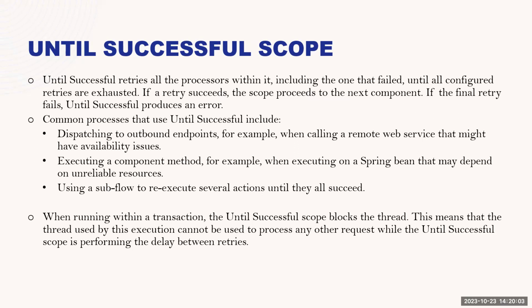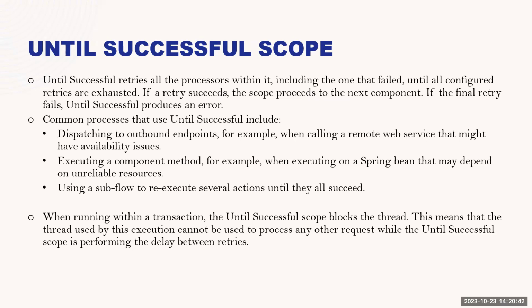So basically, if you are going to have an invocation to any target system, right, through an HTTP request or a web service consumer or any other invocation, there is a chance that there can be a network glitch, or there is a possibility that the backend is not stable, unreliable, and your application might not receive the response in the set time interval, right? So in that scenario, you can use this Until Successful scope, right?